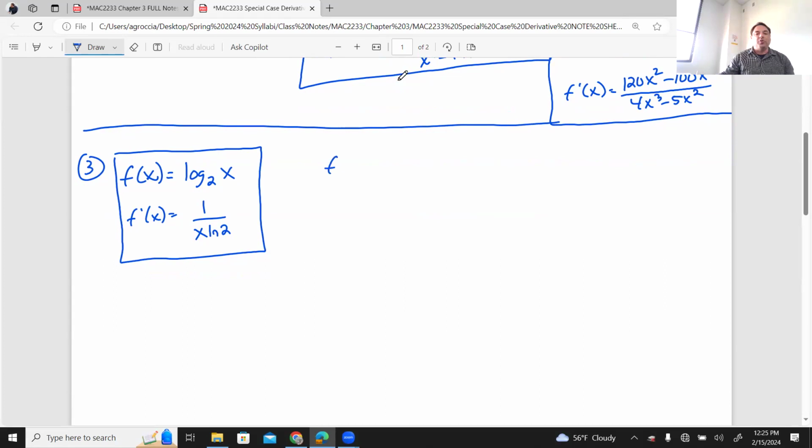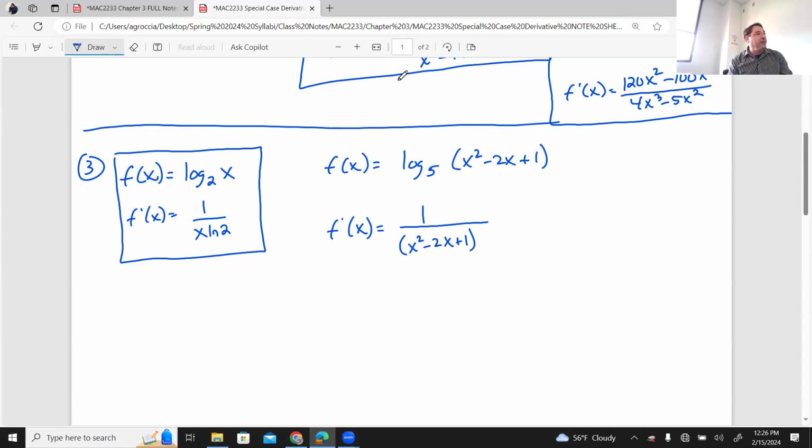Now, your next natural question is, what if it wasn't just x? Pick a number, any number. 5, that's funny, that's what I was going to use. And then let's say it was something longer, like x squared minus 2x plus 1. Well, how would we take the derivative of that? The answer is 1 over whatever you're taking the log of, which is, in parentheses, x squared minus 2x plus 1. But in the denominator, to take care of the base 5, we put ln of 5.